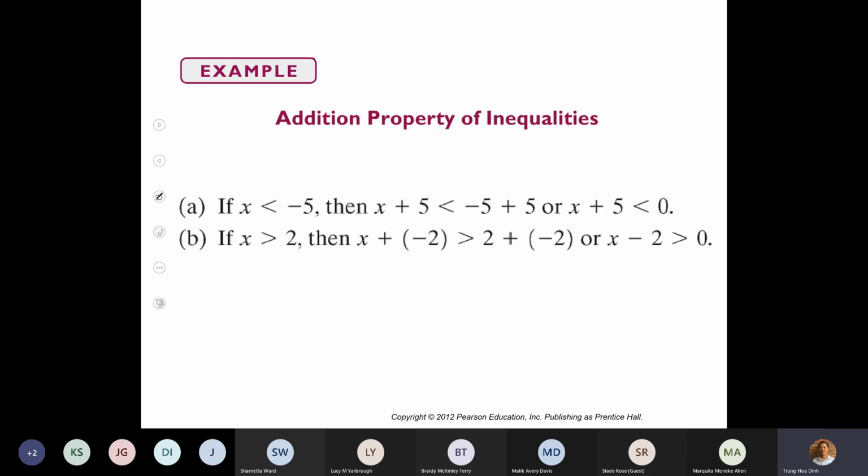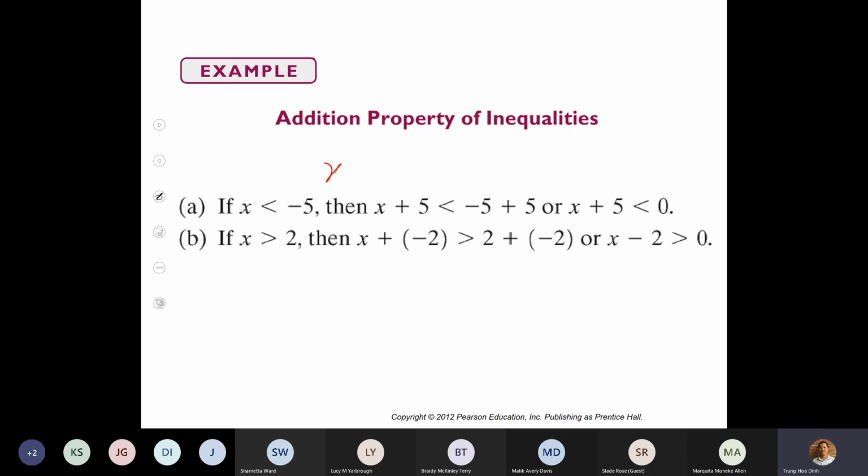So with this addition, okay, again, right? When you look at this, I treat it like a linear equation. We do almost the same thing in here. What does it mean? x less than -5. Then x plus 5 less than -5 plus 5, and that is 0.